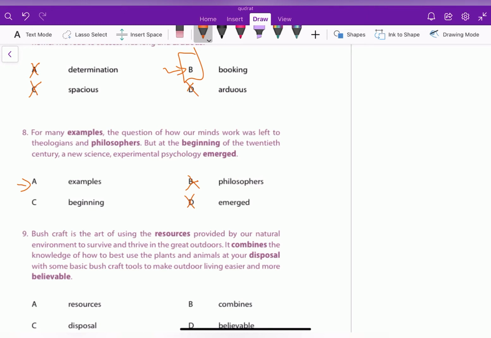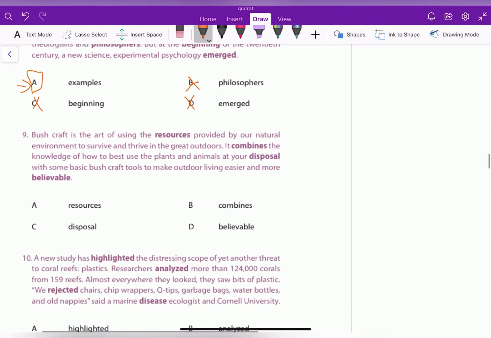And beginning makes sense because at the beginning of the 20th century, they're talking about the start of the 20th century, which is when these findings emerged, meaning that the answer is A. Why? Because for many examples doesn't make sense. We can say for many years the question of how our mind works was left to theologians and philosophers, or for many centuries.